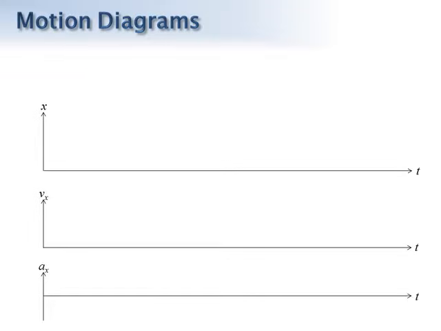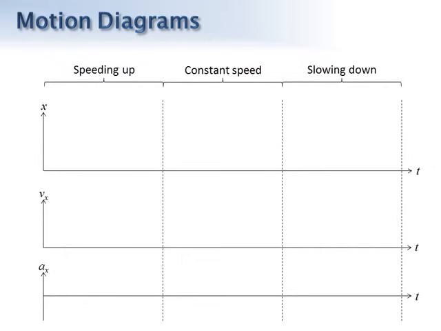Okay, let's break up these plots into 3 time zones. So these zones correspond with the 3 position zones we drew in the previous diagram. So let's draw the 3 plots. It's often easiest to start with the acceleration plot.